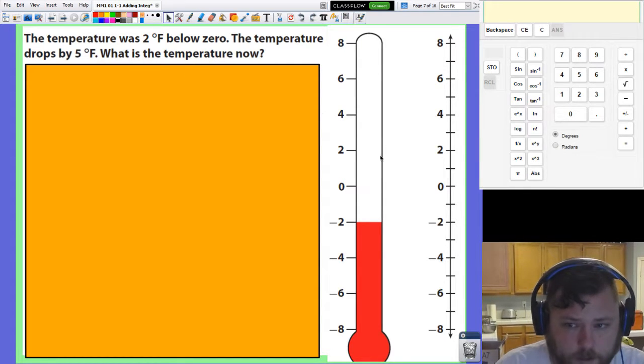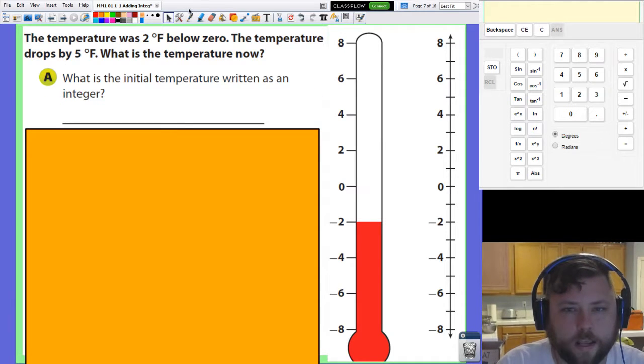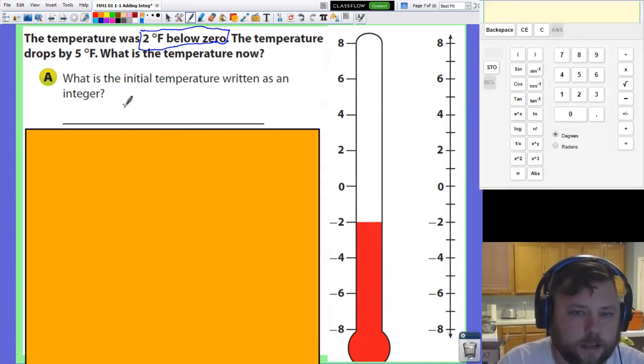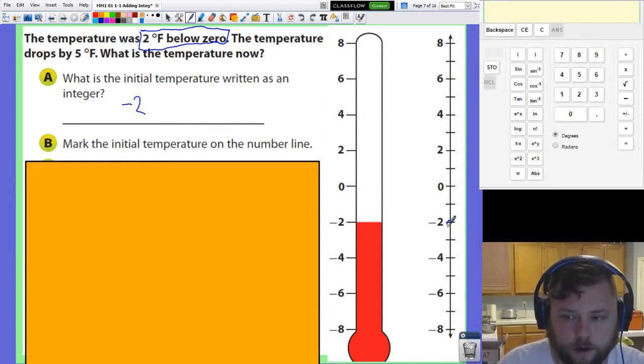So I'm going to break down this problem. I have the thermometer over here. Let's do part A. What is the initial temperature written as an integer? So when I say initial temperature, it's 2 degrees below 0. That means 2 degrees down. That's going to actually be at negative 2. And then I want to mark the initial temperature on the number line. So I'm going to put that initial temperature right over here.